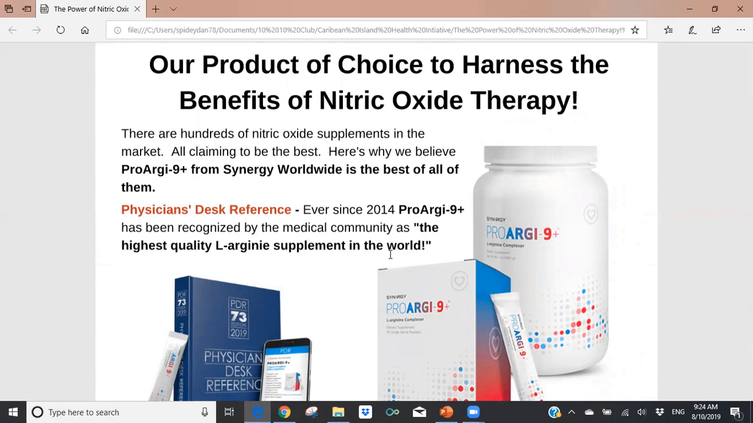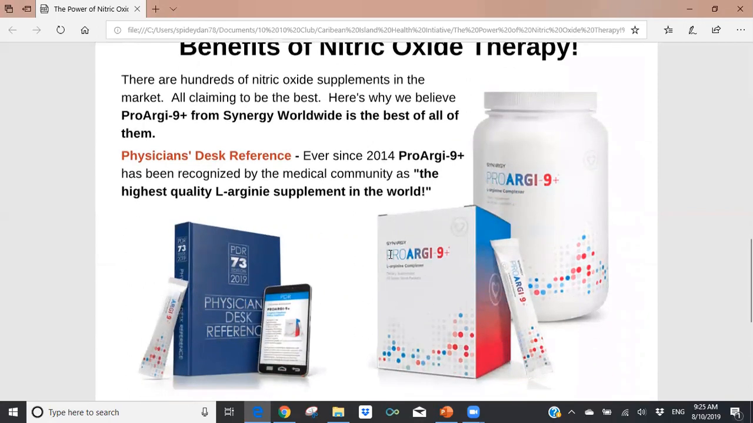Our product, John, our product of choice to harness these benefits of nitric oxide is what's called Pro Arginine Plus from Synergy Worldwide. And John, here's the reasons why. Because when you look at the marketplace, John, you're going to get confused because there's hundreds of products out there all claiming to be the best. But here's why I've chosen Pro Arginine Plus to be my nitric oxide supplement.